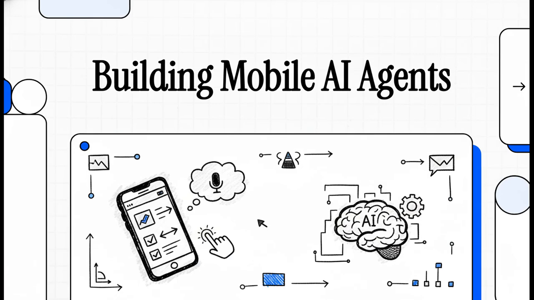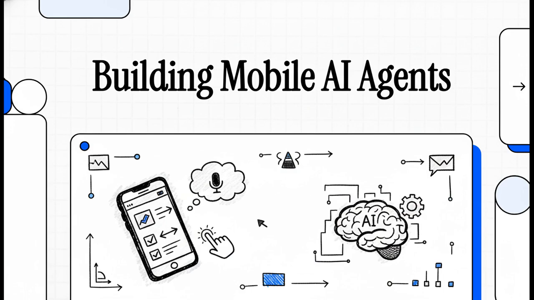Have you ever wished you could just tell your phone what to do in an app and have an AI just take care of it? I don't mean just opening the app, but actually navigating it, tapping all the right buttons, and completing a whole task for you. Well, today we're going to break down exactly how that tech works and even how you could build it yourself.